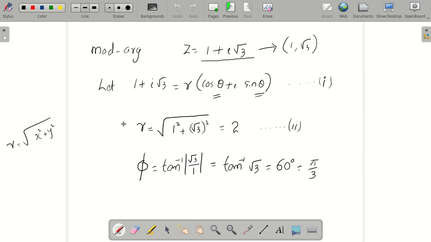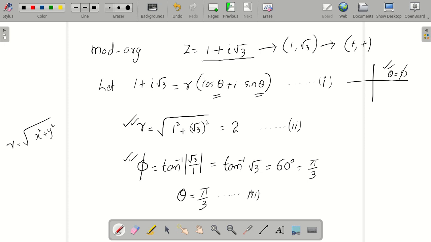So we know the value of r and we know the value of phi. One last thing, the given complex number has sign positive, positive. That means our complex number is in the first quadrant. In the first quadrant, theta is the same as phi. So what's the value of theta? Pi by 3. Okay, so that will be equation number 3.